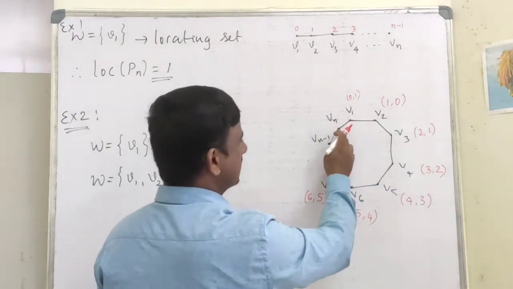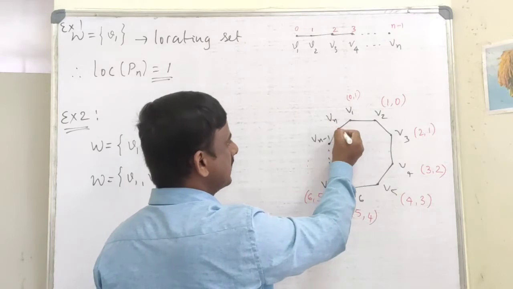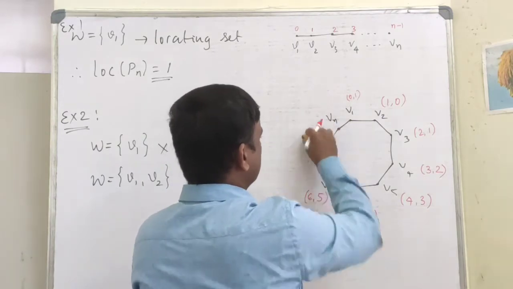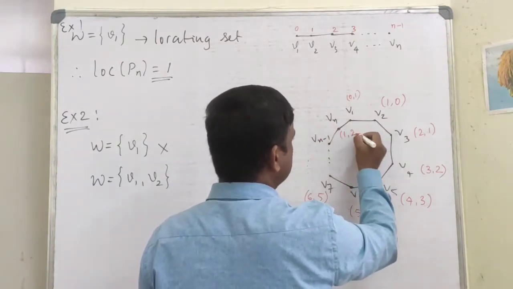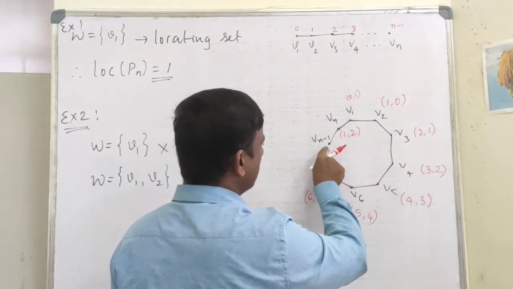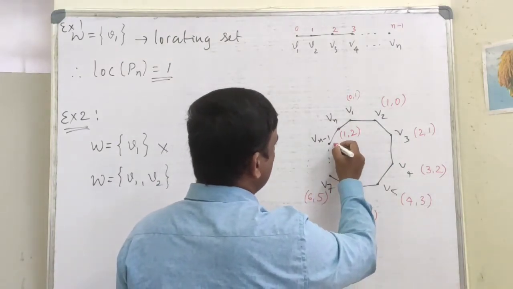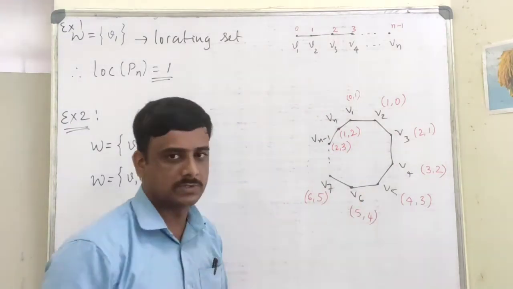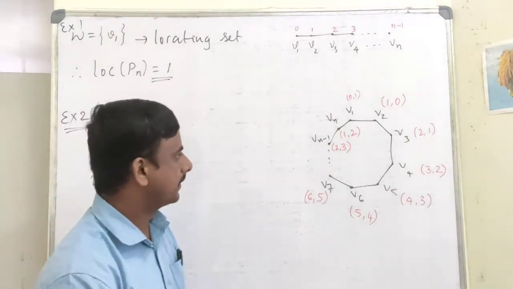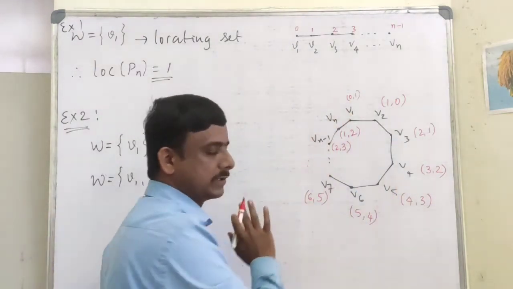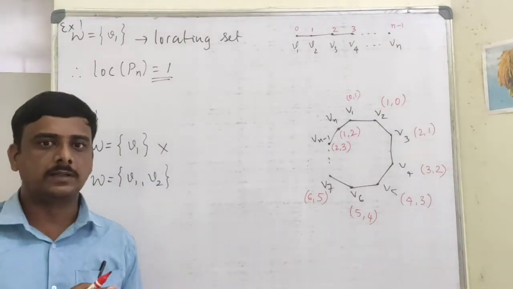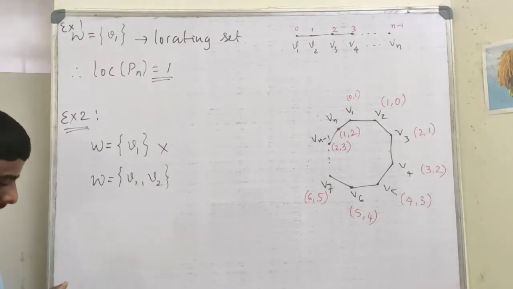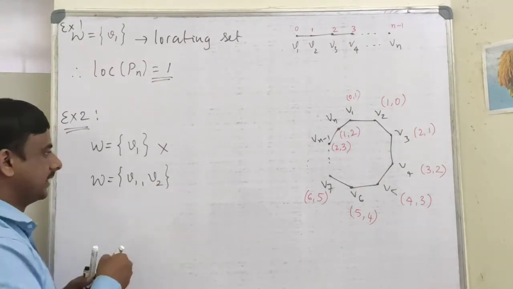Here, consider the distance of Vn from V1 and V2. This vertex has distance 1 from V1, so right here 1, 2, and similarly here the distance is 2, 3, and so on. This process will continue, and you can check that each vertex gets a different code. So the set W equal to {V1, V2} will be a locating set.